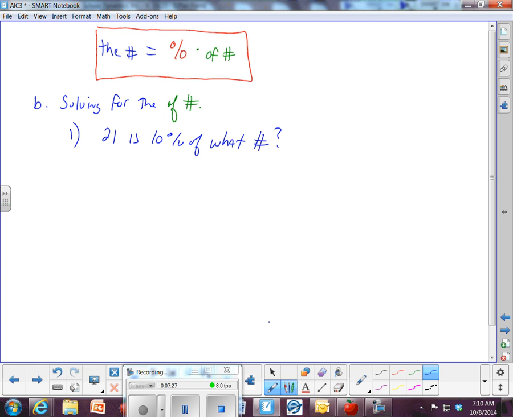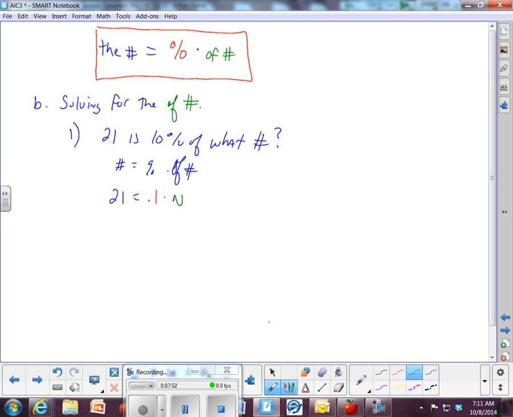All right, start with the formula. Number equals percent times the of number. Remember, the part equals percent times the whole. Our part is 21. What's our percent? 10%. What are we looking for in this case? We're looking for the of number, right? 21 equals 0.1 times n.